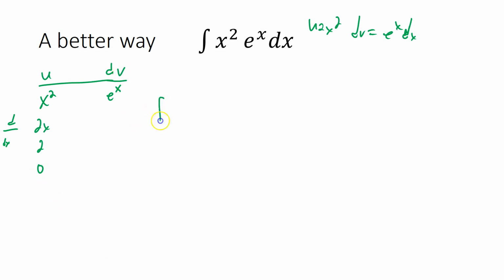Now over here, I'm going to integrate. Now e to the x is a nice choice for this, because when I integrate e to the x, I just get e to the x over and over again. E to the x and e to the x.